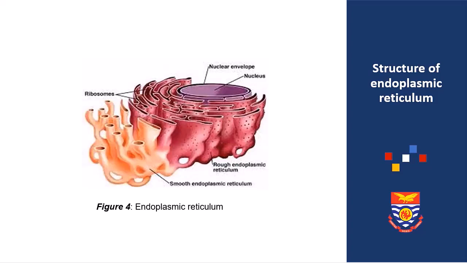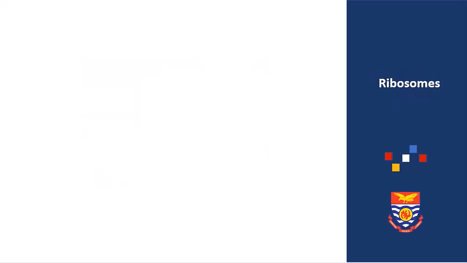So we could see that the smooth endoplasmic reticulum does not have any tiny structures on the surface of its membrane, and that the rough endoplasmic reticulum, which is in purple color, has tiny structures on the surface of the membrane, and these tiny structures that we see over there are the ribosomes. Now let's look at ribosomes as an organelle in detail.